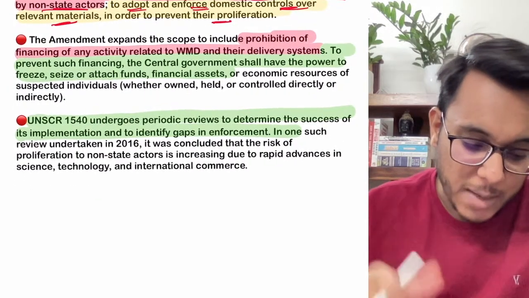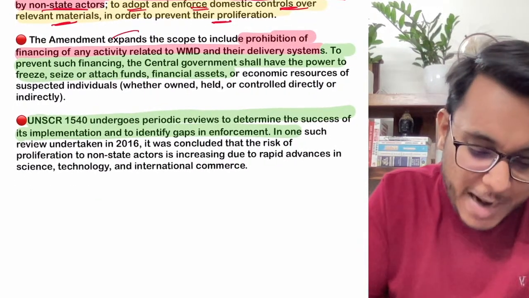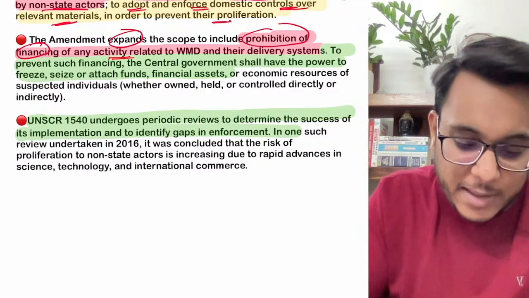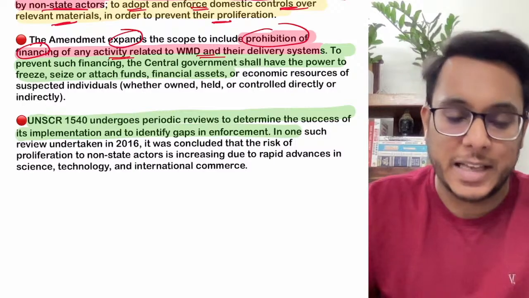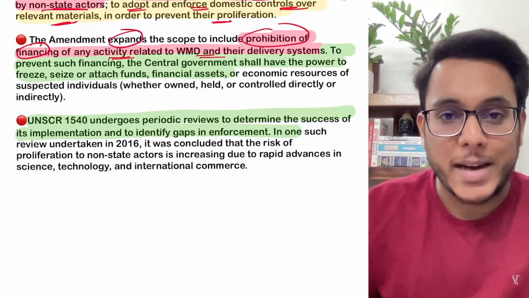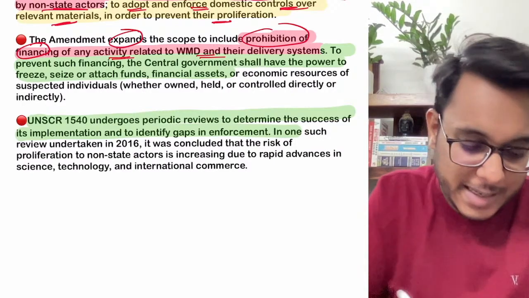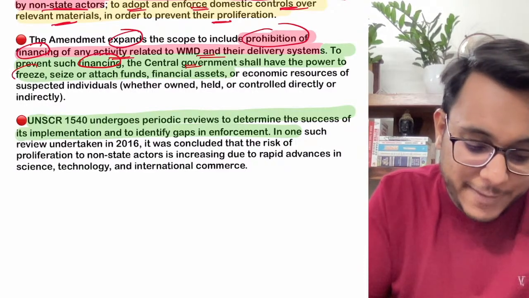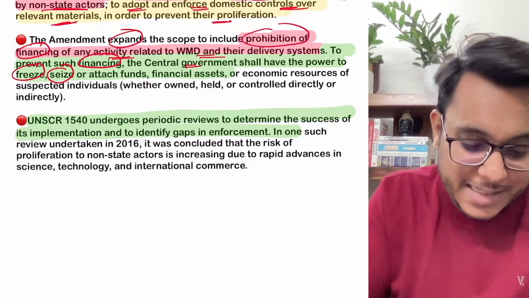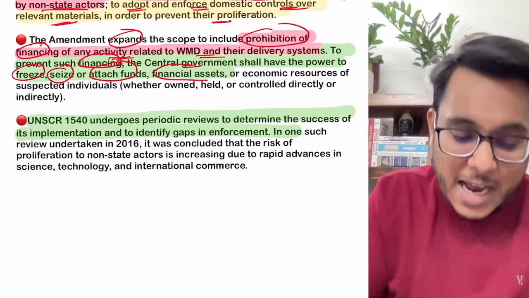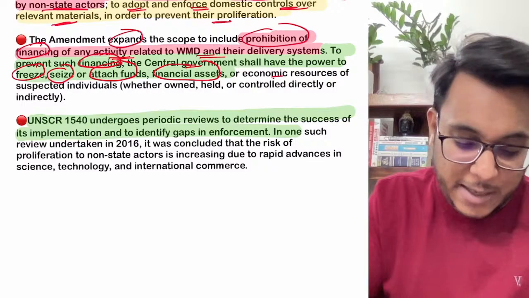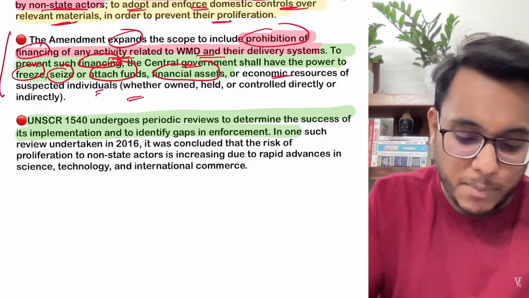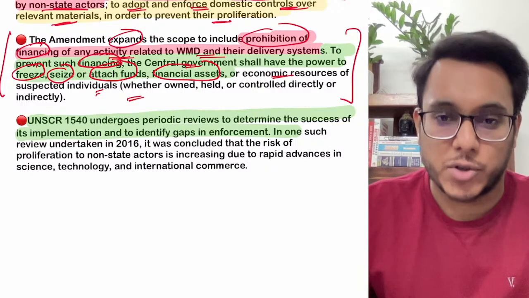So basically, what the amendment does is it expands the scope and includes the prohibition of financing or any activity related to the weapons of mass destruction and their delivery system. It provides that if anybody is carrying the financing, that financing can be frozen. The central government will have the power to freeze that money, seize the assets, attach all the financial assets and economic resources of the suspected individuals. So this is the amendment that is being brought into the Weapons of Mass Destruction Act.